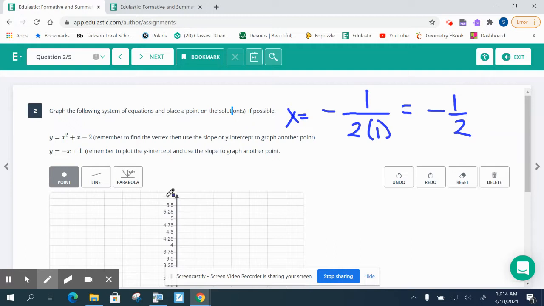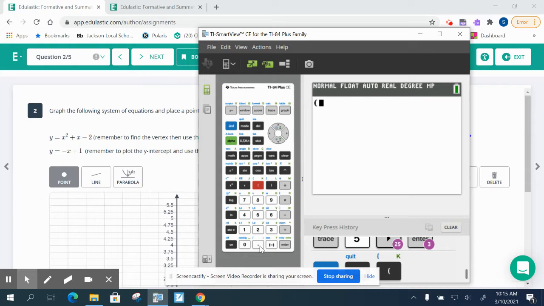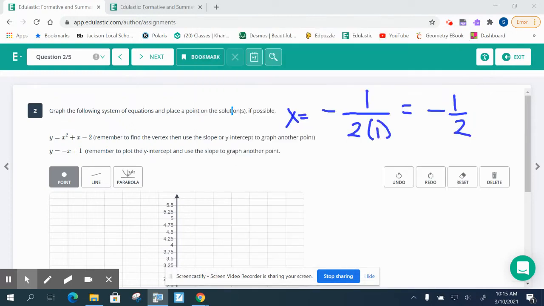So you would take your calculator and do parentheses, negative 1/2. You could just leave it like this so that it'll give your answer as a fraction or as a decimal, squared, plus parentheses negative 1/2, and then minus 2. So that gives you negative 2.25. So that means that the vertex is at negative 1/2, comma, negative 2.25.